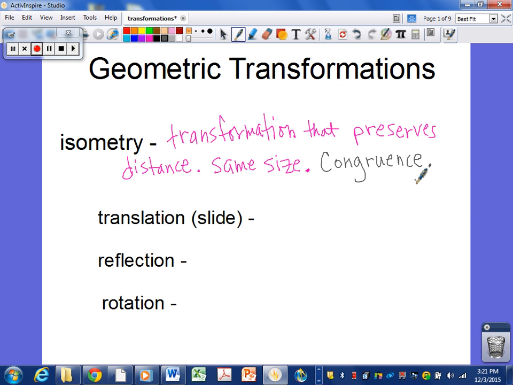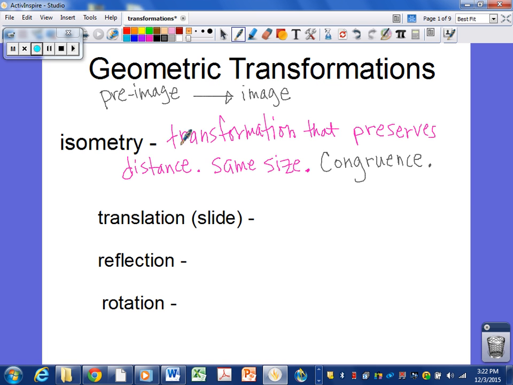Their segment lengths are the same. Their angle measures are the same. Everything about the things that you are dealing with is the same. The shape after your transformation is called the image. Like when you look into the mirror, you see your own image, the reflection of yourself. The image is what you get when you end your transformation. The beginning shape is called your pre-image. The thing that you start with, your original picture, is your pre-image. You do some transformation to it, and you end up with an image of that.